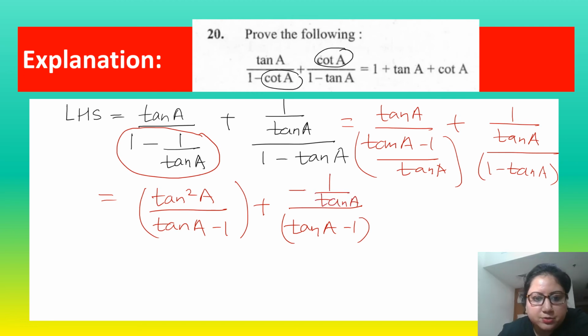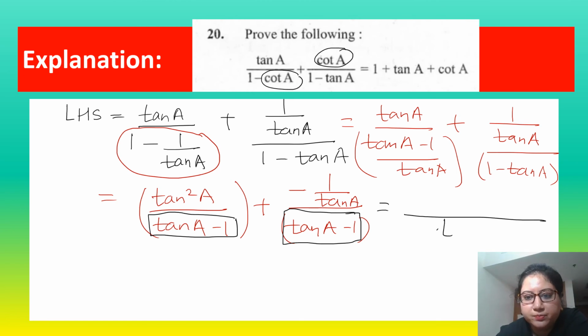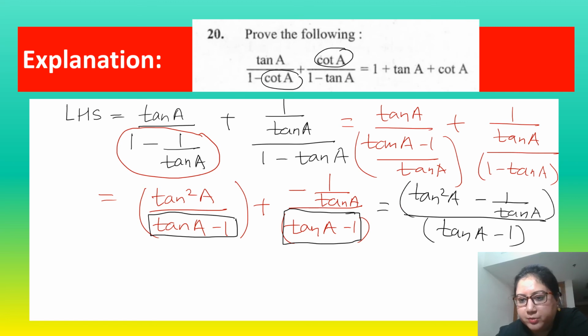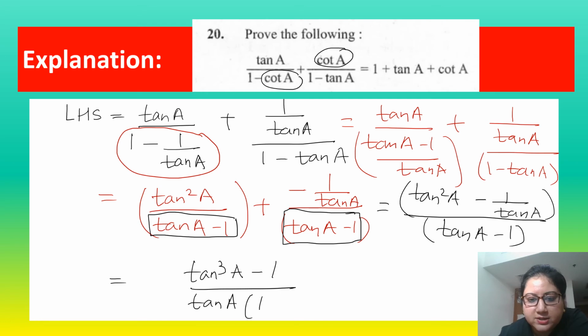Now I'm sure you are able to notice that the two denominators are equal. Both sides it is tan A minus 1. So that means we can successfully take it as the common denominator, as the LCM. And now on the numerator, I'm just left with tan square A minus 1 over tan A. Again, I'm going to be taking the LCM on the top once more. So that will give you tan cube A minus 1 over tan A multiplied with tan A minus 1.